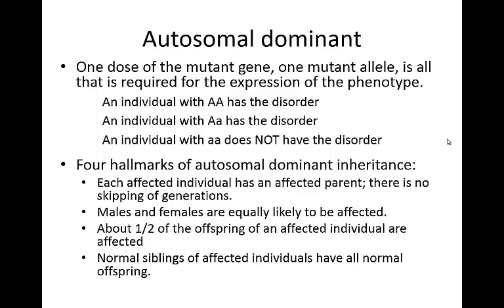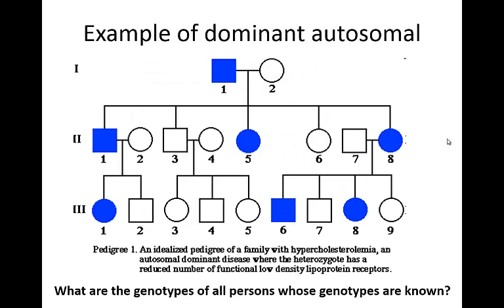So a couple of hallmarks of something that's going to be autosomal dominant inheritance. Again, each affected individual is going to have an affected parent, and there is no skipping of generations. Males and females equally likely to be affected. About 1/2 of the offspring of an affected individual are going to be affected, and normal siblings of affected individuals all will have normal offspring.